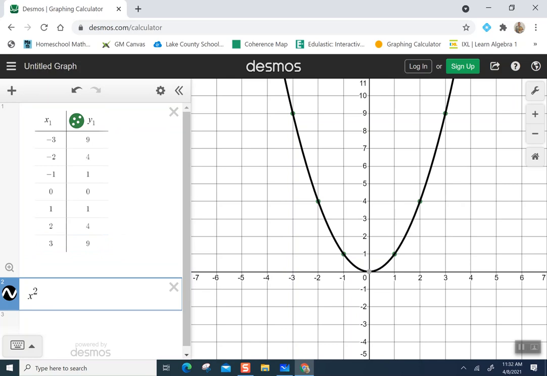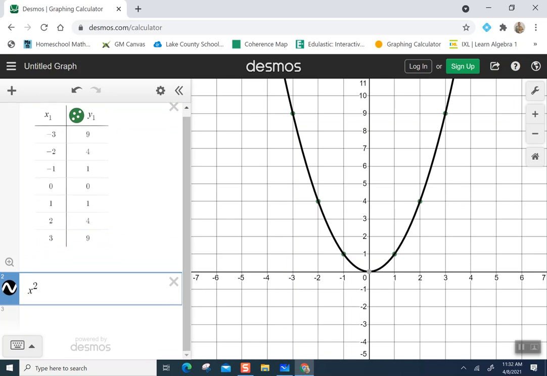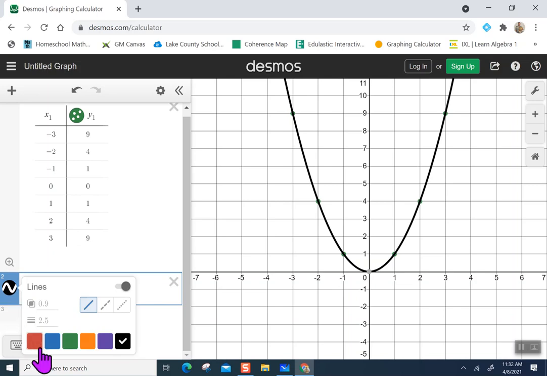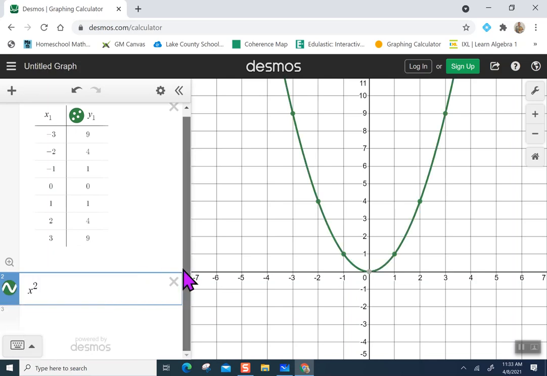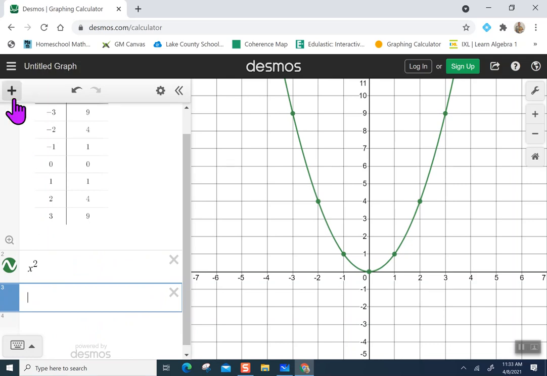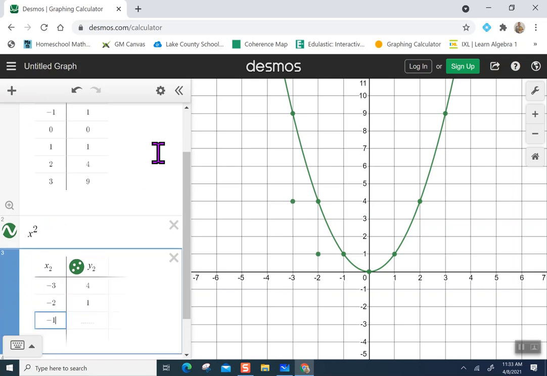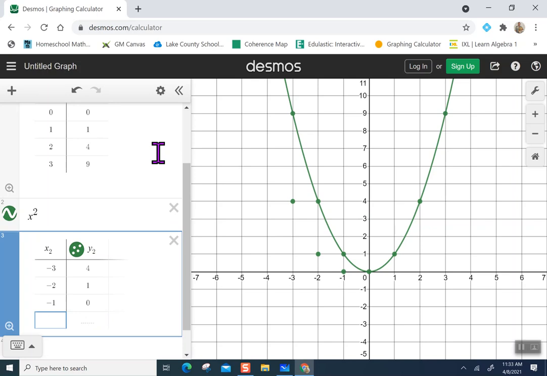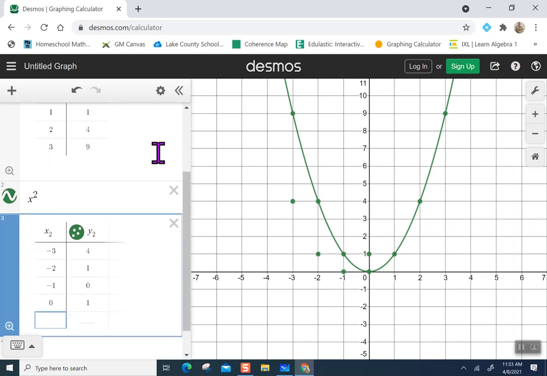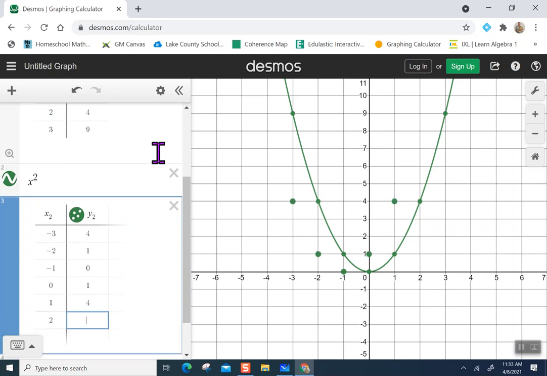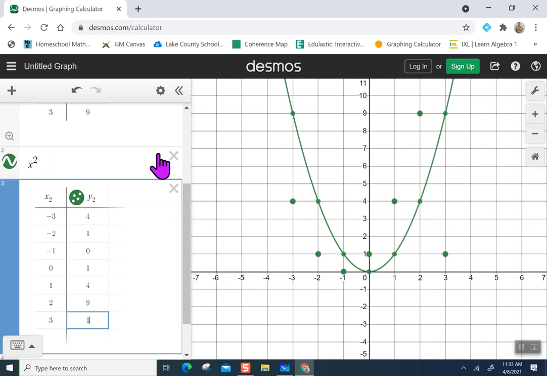And again, because I want to make sure they're color coded, I'm going to come over here and hold and change it to green. Okay, now I'm ready for my second table. Hit table. This time we're going to do -3 goes to 4, -2 goes to 1, -1 goes to 0. That means 0 goes to 1, 1 goes to 4, 2 goes to 9, and 3 goes to 16.